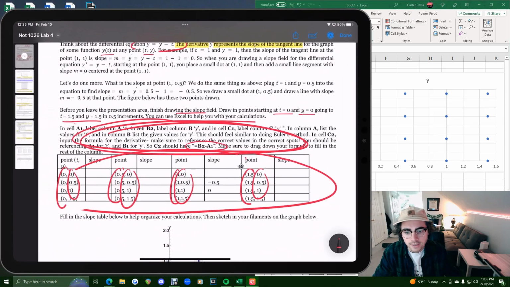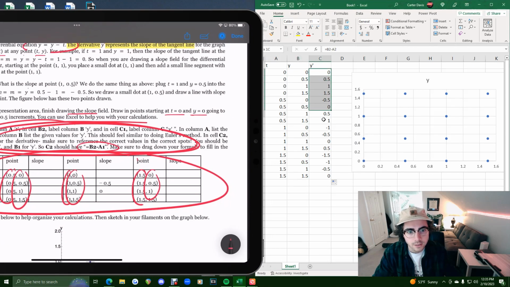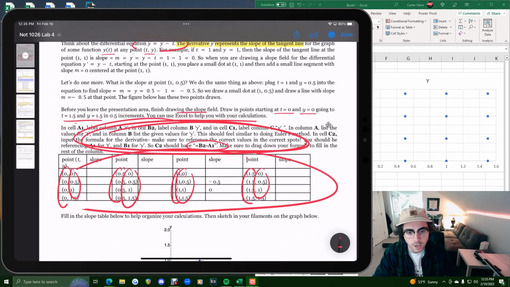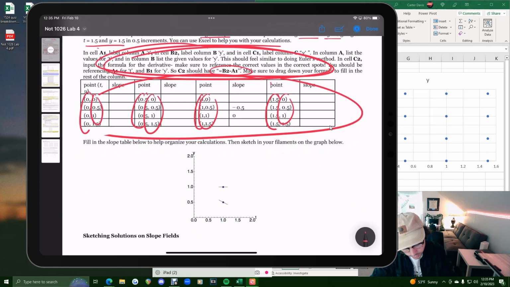Then they're asking you to put all those slopes in this chart. I'm not going to do that. You can see all the slopes right here corresponding to the pairs of t and y values. All right, I'm going to leave it at that. Let's keep going. They say fill in the slope table below to organize your calculations.